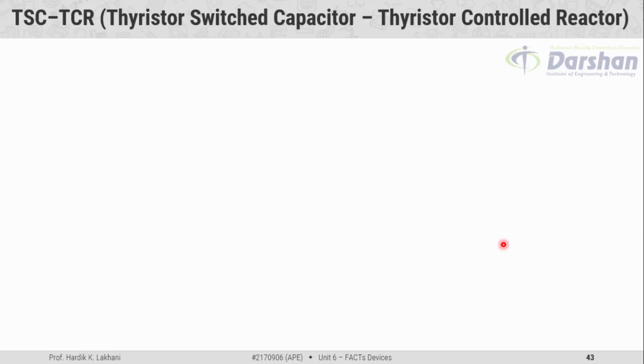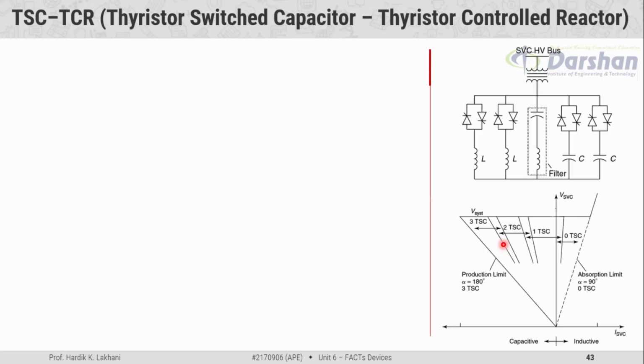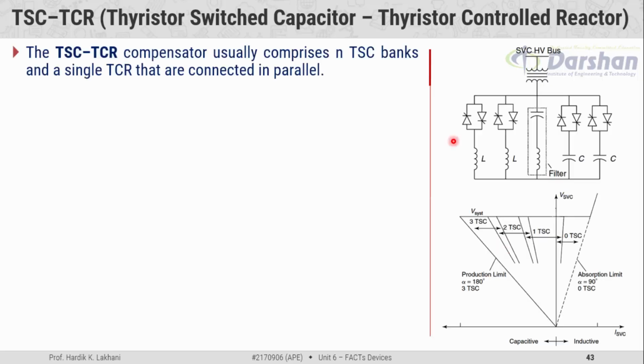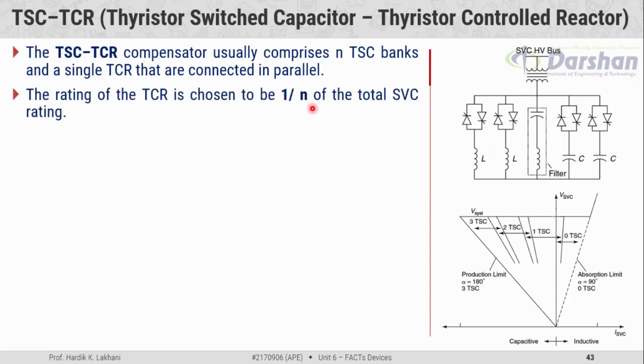Next is TAC TCR, thyristor switched capacitor and thyristor controlled reactor, which is the combination of the two previously discussed FACTS devices. The TAC TCR compensator usually comprises n TAC banks and a single TCR, and they are connected in parallel. So one unit of TCR and many units of TAC. The rating of the TCR is chosen to be 1 divided by n of the total SVC rating.